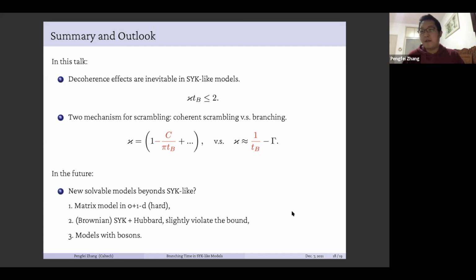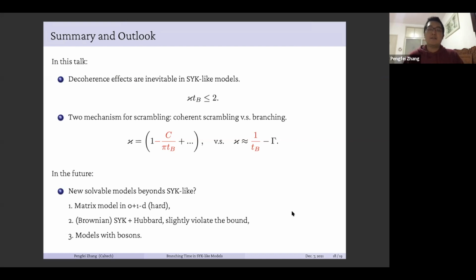For example, we can consider adding different SYK models together and adding some Hubbard interaction between them. For the static SYK case, it's relatively hard. However, if we consider the Brownian version, the Brownian SYK plus some Hubbard interaction, one can do the calculation. And we have some preliminary results showing that the branching time times the Lyapunov exponent plus the capital Gamma, which is the quasiparticle decay rate, will slightly violate this bound. There is also the possibility of considering models with bosons because our proof is only for fermionic models.